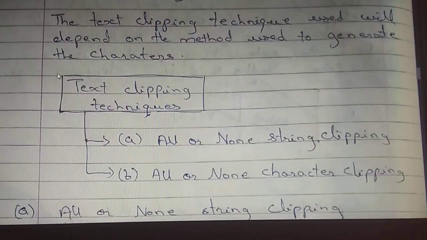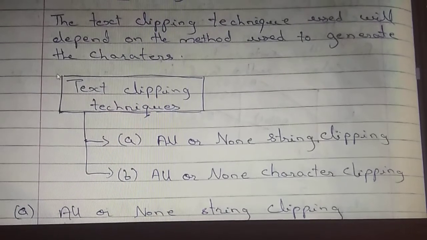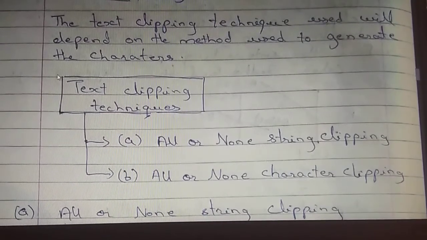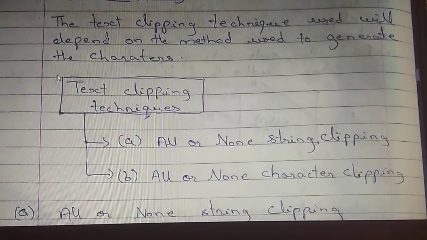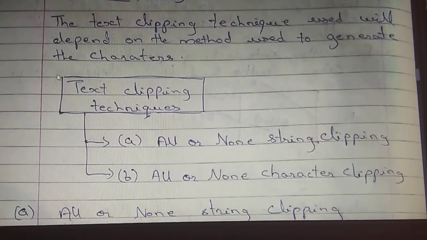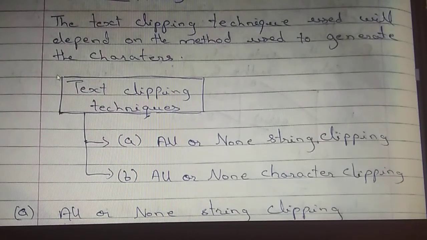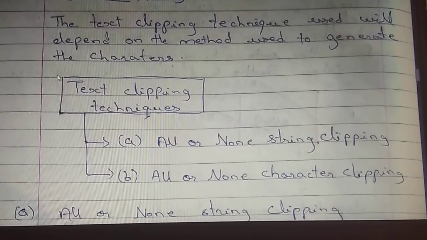Next is text clipping. Now we know that we cannot use line clipping or polygon clipping method to clip message or text. There are several techniques that can be used basically to provide text clipping. The clipping technique used will depend obviously on the method used to generate the characters. So the text clipping techniques are, first is all or none string clipping, second is all or none character clipping.